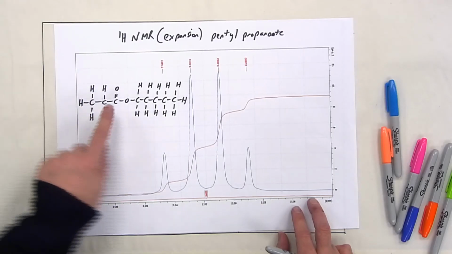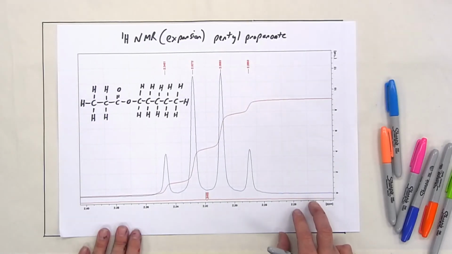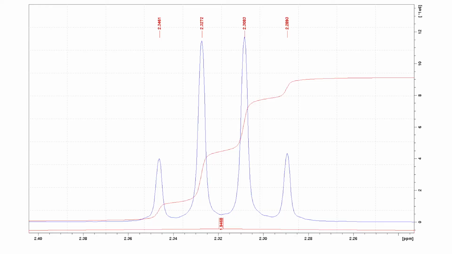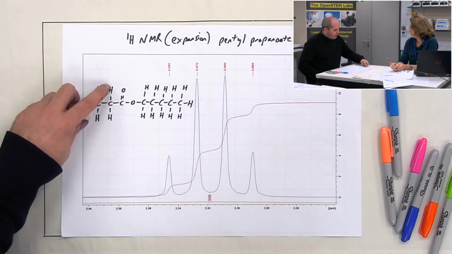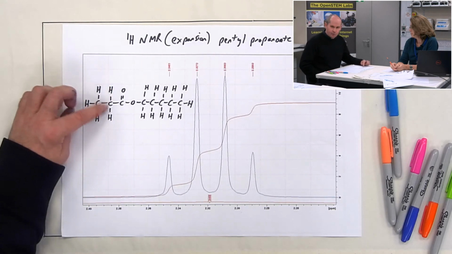2.3, so for the CH2 that's adjacent to the carbonyl, that one there. What you see is essentially you've got 4 lines. So what's going on there? This is again due to splitting. So we're looking at this CH2 here, and what we're looking at is splitting by inequivalent protons.